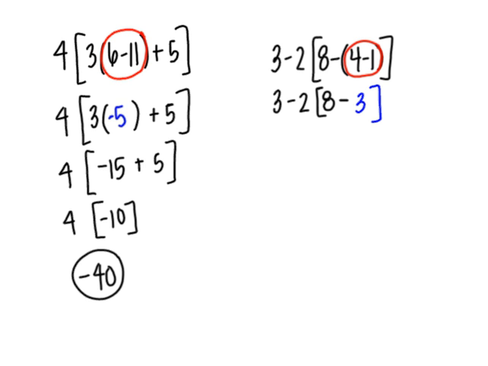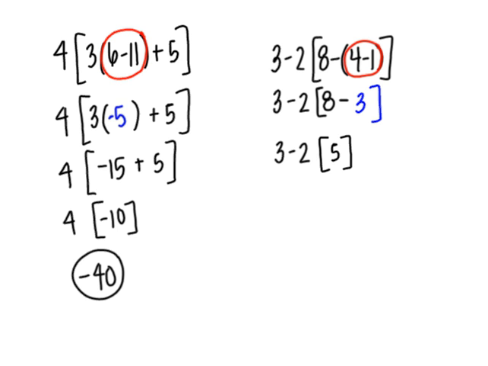Inside the parentheses, we have 4 minus 1, and 4 minus 1 is 3. We still have to work inside the brackets, and inside the brackets, I would get a 5. Recopying everything else, I would have 3 minus 2 times 5.